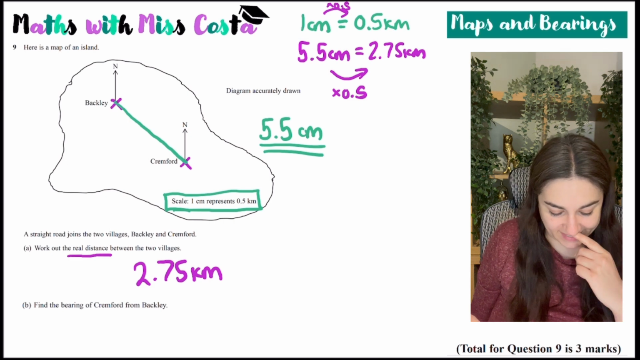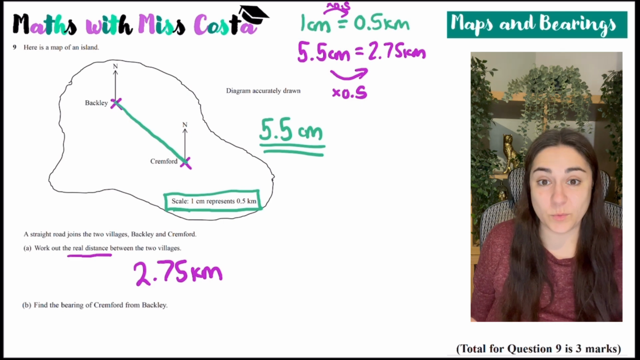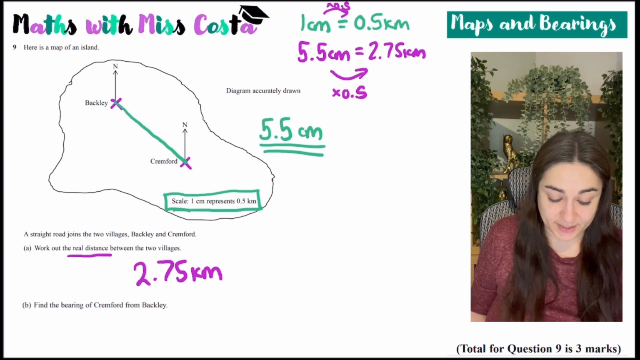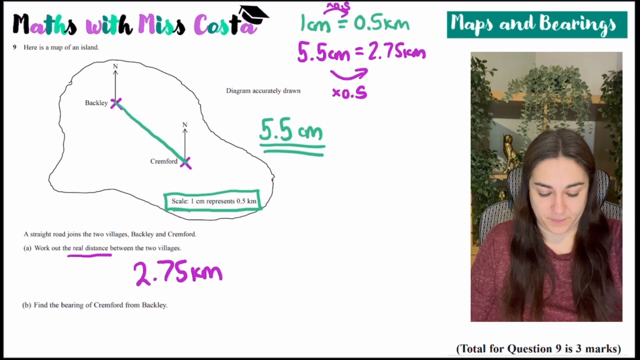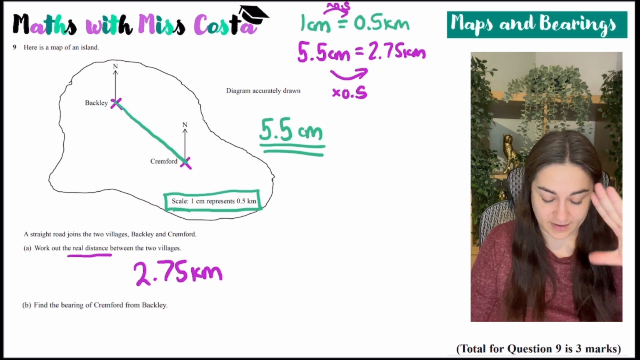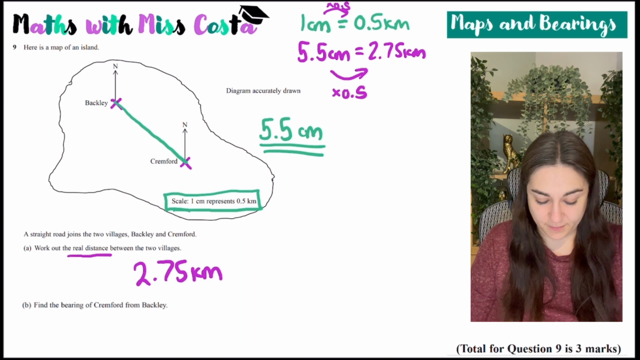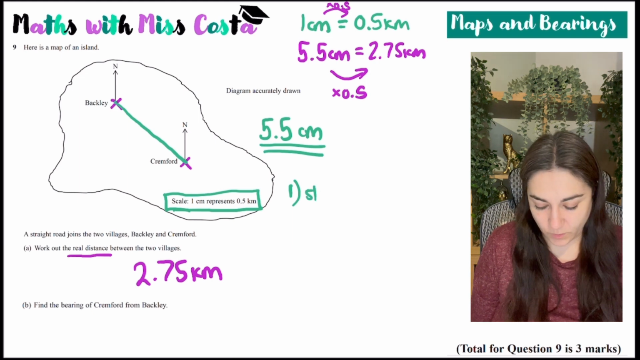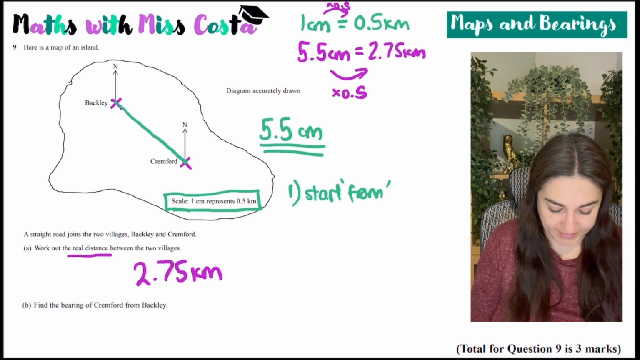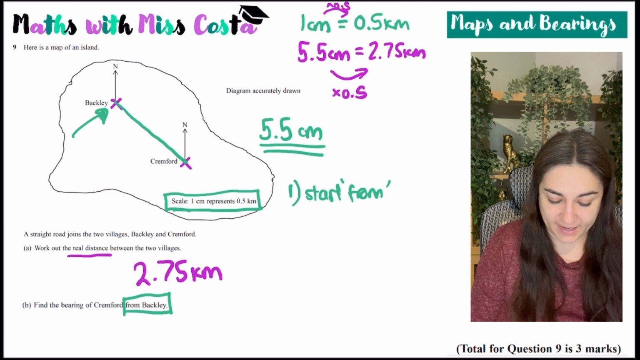For the next question, it's saying find the bearing of Cremford from Beckley. All the bearing means is, in this question, it's not such a difficult one, but you're trying to work out what the angle is from due north to your other thing. So let's go through it bit by bit. This is very important because when you start dealing with bearings, always start from the place it says from. So it's saying find the bearing of Cremford from Beckley. So I'm going to start from Beckley.